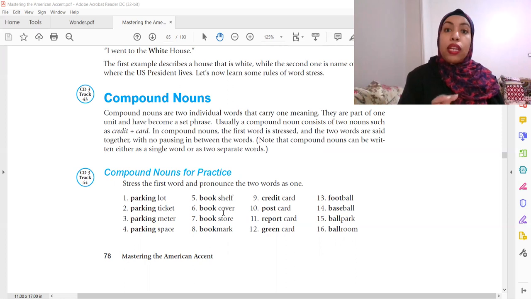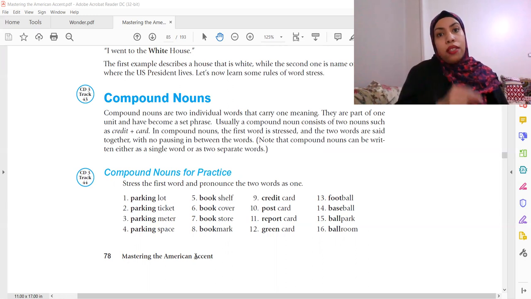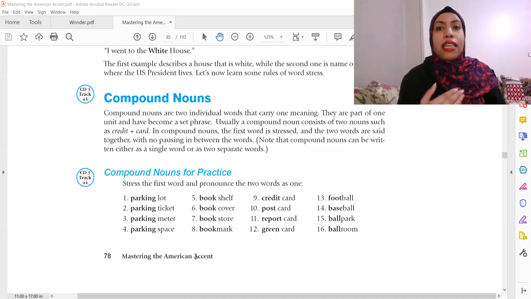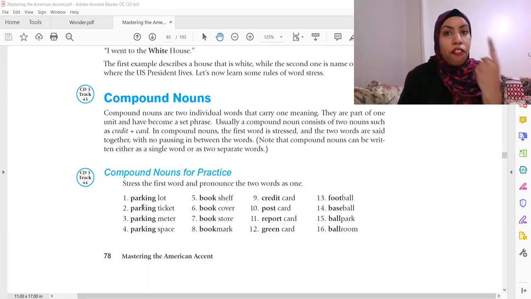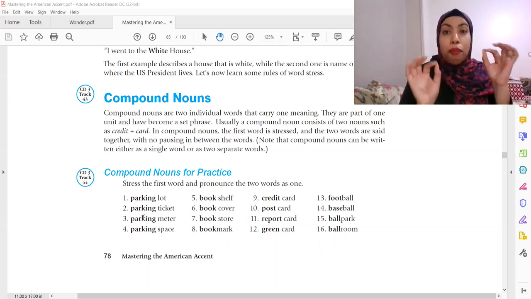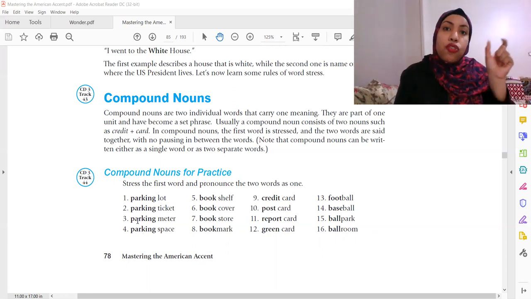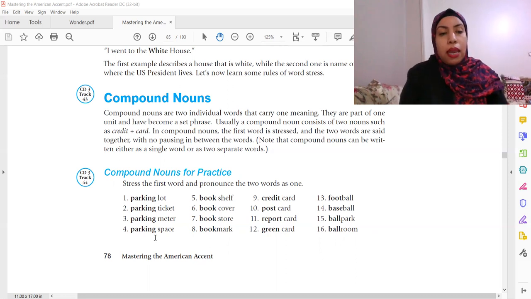So we agreed that a compound noun is two nouns that convey one meaning. When I have a compound noun, do I stress parts of the words or a whole word? Actually, I stress a whole word. For example, in parking lot, I stress the first noun. As you can see here in bold black, this is the stressed noun. So how will they be pronounced? Let's listen.